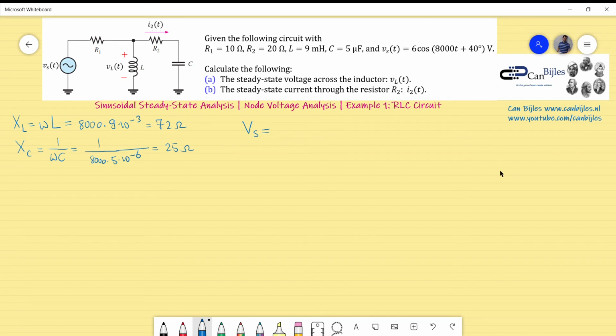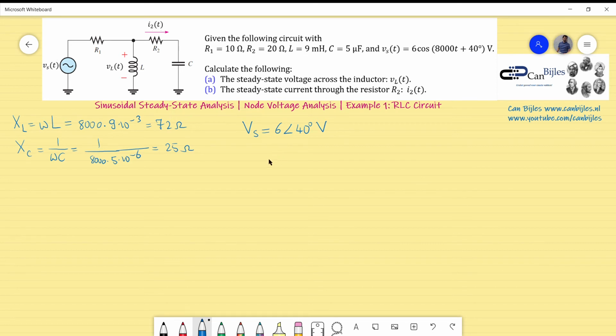So we have the Vs, which is a vector here actually. You have the amplitude of 6 and the phase will be 40 degrees. And the units are still volts. So that's for the first part, to convert the reactances and convert the expression for the voltage source into the phasor notation. What we now like to do is the following.